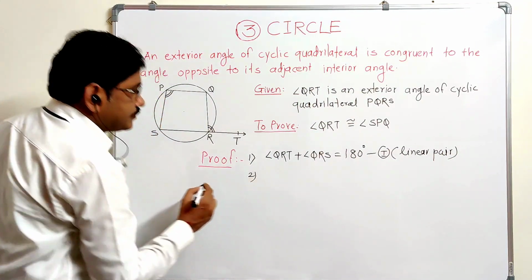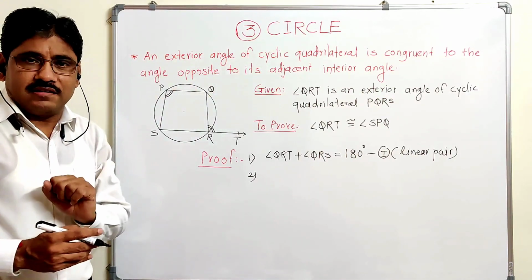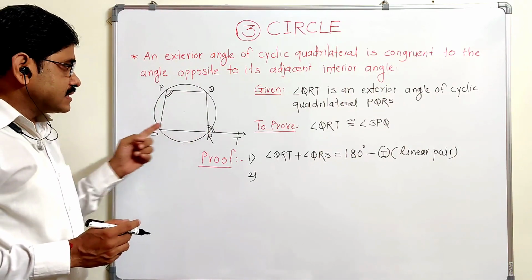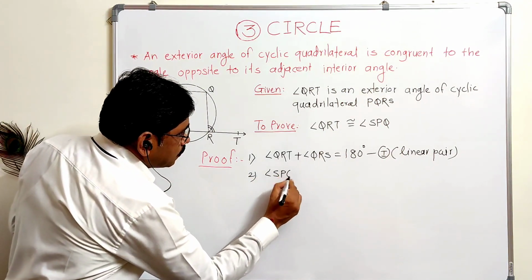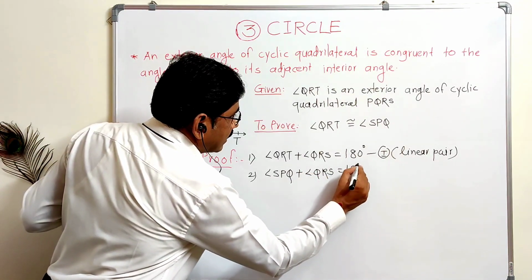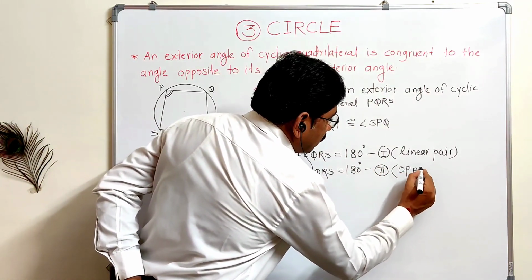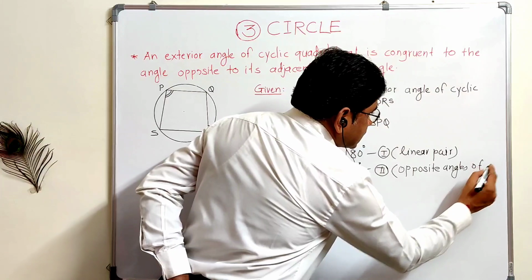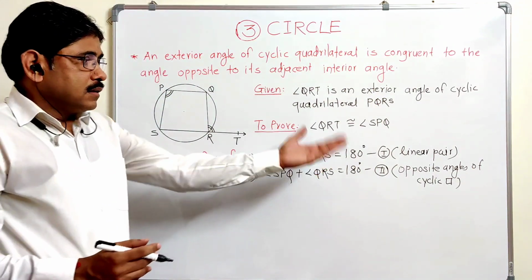Now second, PQRS is which type of quadrilateral? Cyclic quadrilateral. In a cyclic quadrilateral, what about opposite angles? Angle SPQ and QRS are supplementary. So second step, angle SPQ plus angle QRS is again 180 degrees. This is 2, and the reason is opposite angles of a cyclic quadrilateral. Reasons are also very important.